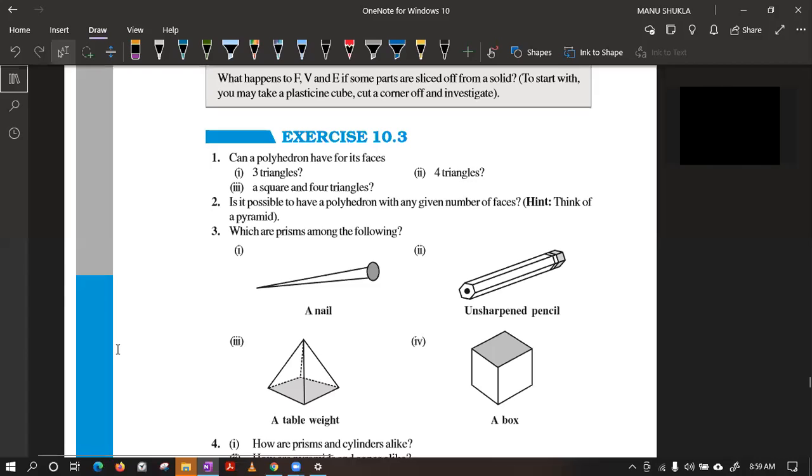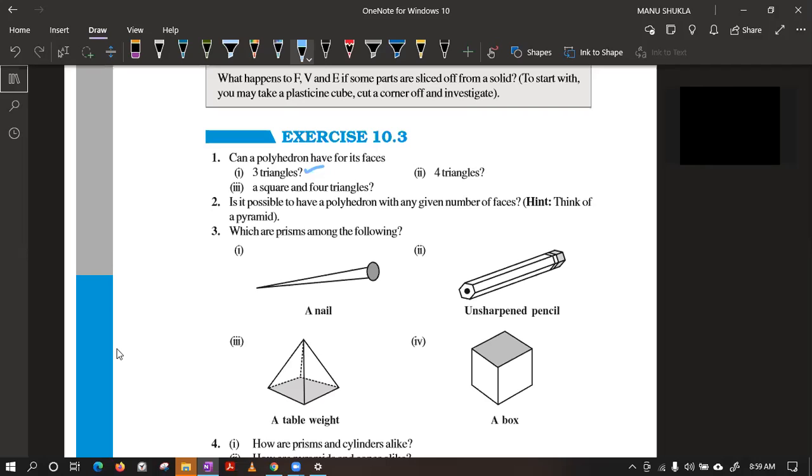Question number 1 is, can a polyhedron have for its faces three triangles? Can you form a polyhedron with three triangles? Class, please confirm. No, we can't form a polyhedron with three triangles because it won't be a closed figure.